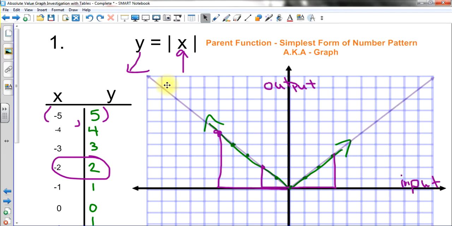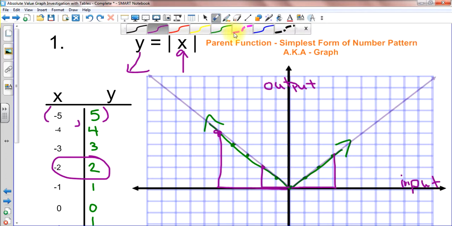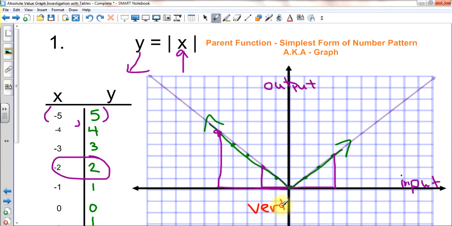It's going to sit right at 0, 0. Okay, that's what we're going to call the vertex too, by the way. So this point of our absolute value graph is called the vertex. So you might want to draw a picture of this in your notes. Okay, this right here is the vertex. It's going to be kind of our key point here.